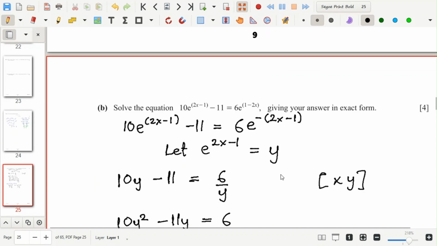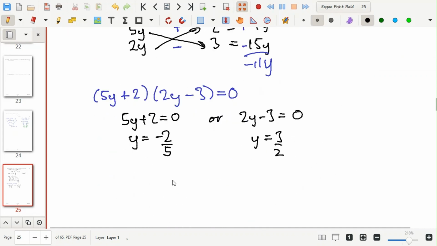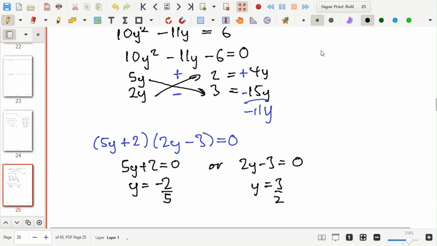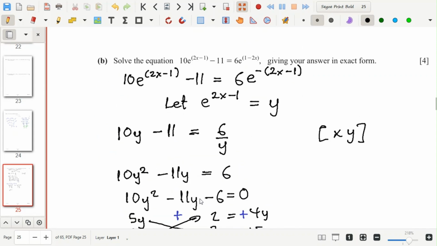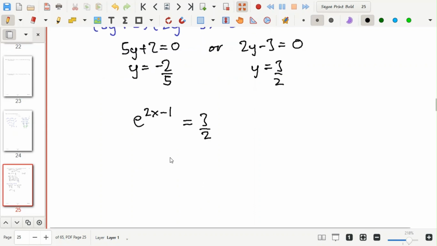Let me start with the 3 on 2. We said that our e to the power 2x minus 1 is equal to 3 on 2. Let's find ln of both sides and see what will happen.